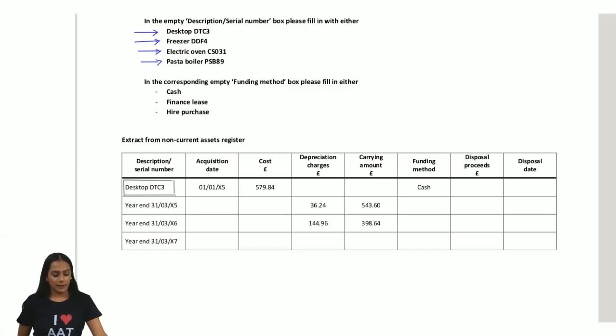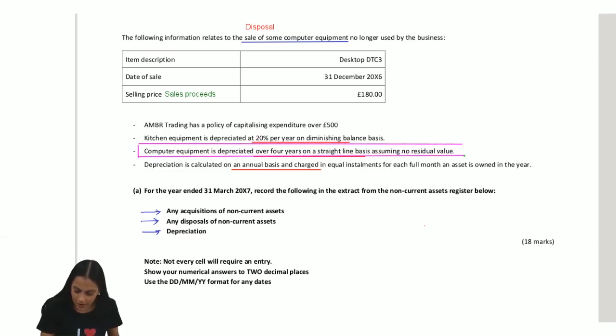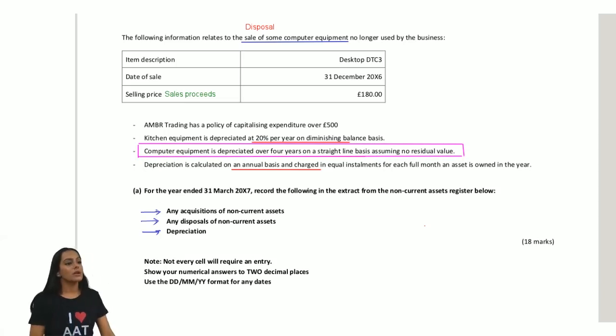For this situation here, I need to first of all calculate what the depreciation charge is going to be. The depreciation charge for the desktop, i.e. computer equipment, the information is given to us on the previous page. So allow me to scroll up to help you remember what the depreciation policy is going to be. It says computer equipment is depreciated over 4 years on a straight line, assuming no residual value. A residual value is also known as a scrap value, the amount at which you can sell the asset for once its useful life has lapsed.